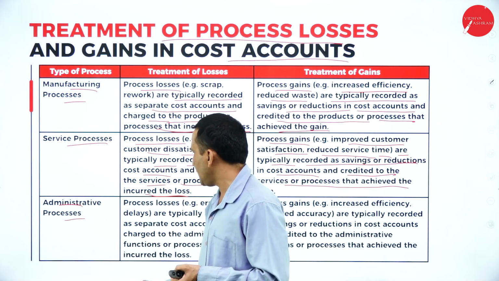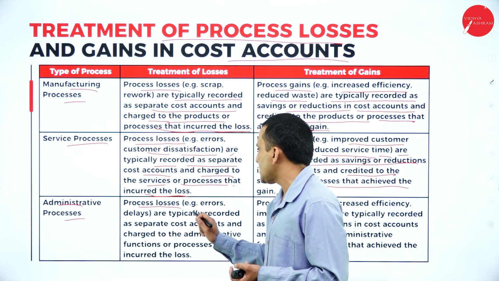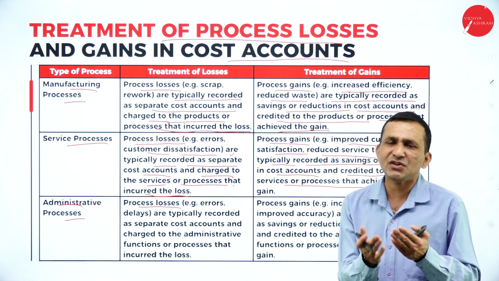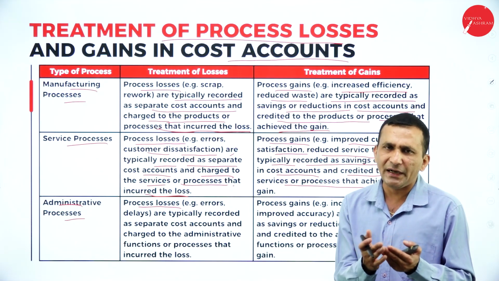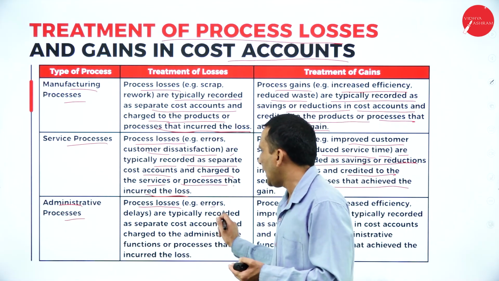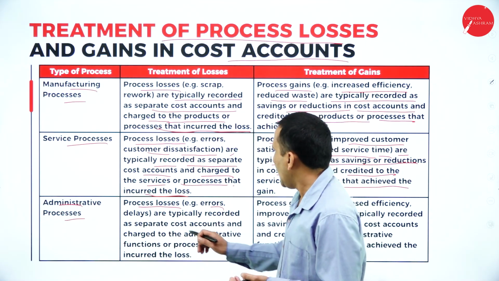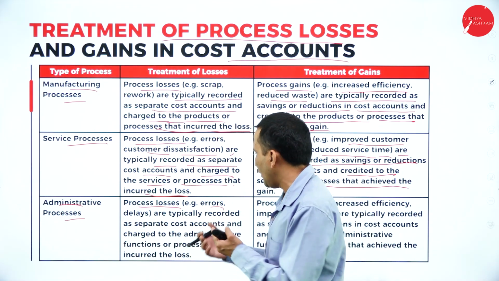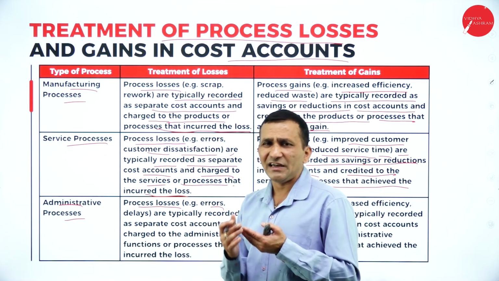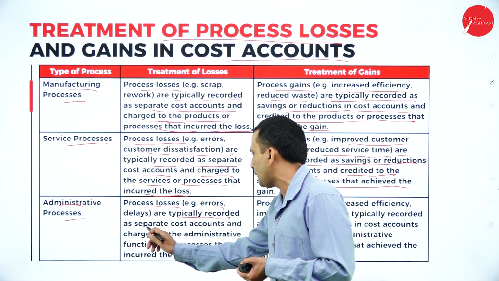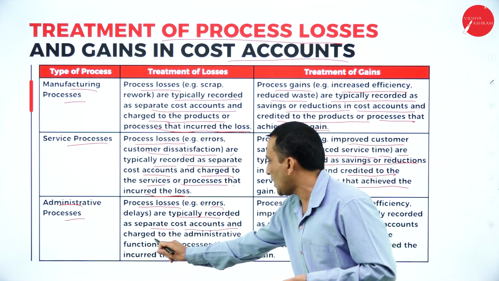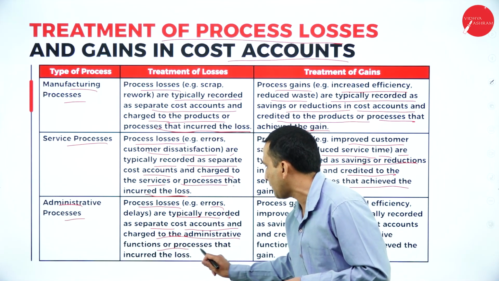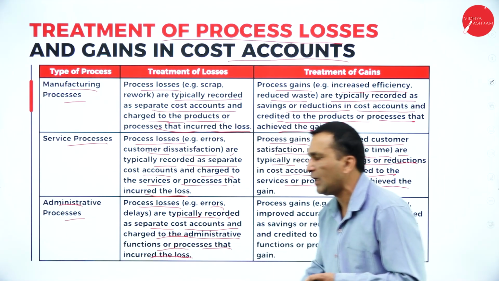And the administration process losses: these are actually the administration overheads, related to administration overhead, errors and delay. Okay, and when you are planning or taking decisions related to this, we typically record it in a separate cost account and charge it to the administration functions or process that incurred the loss.